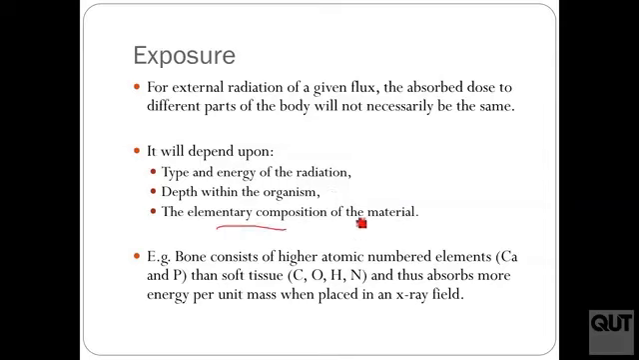So, for example, we've got this example here. Bone has higher atomic numbered elements than soft tissue. So bone tends to absorb more radiation per unit mass, or more energy per unit mass, when put in an X-ray field.